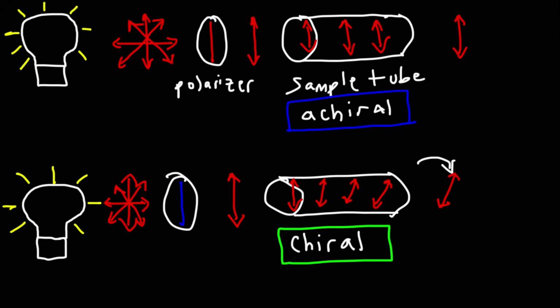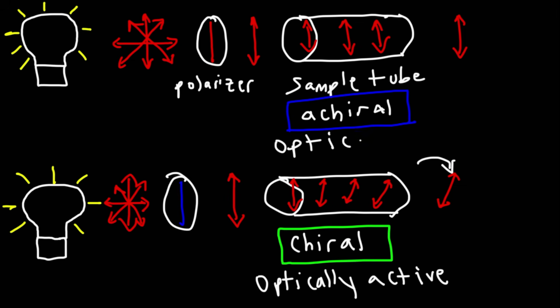So what you need to know is that chiral molecules are optically active. They show optical activity. They can rotate plane polarized light. Achiral molecules are optically inactive. They do not rotate plane polarized light.